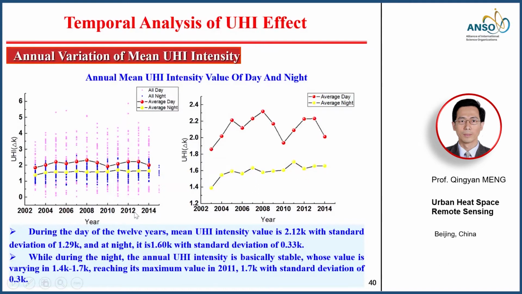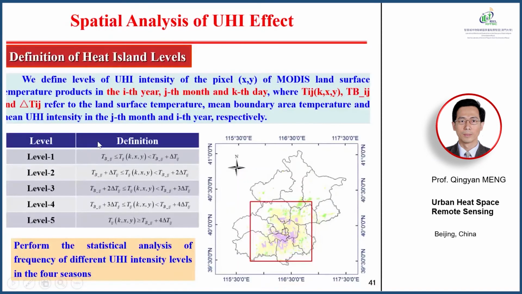Okay, and during the night, the annual UHI intensity is basically stable. Okay, the value varies from 1.4K to 1.7K. Okay, reaching its maximum value in 2011. Okay, and like it, we can find something interesting.